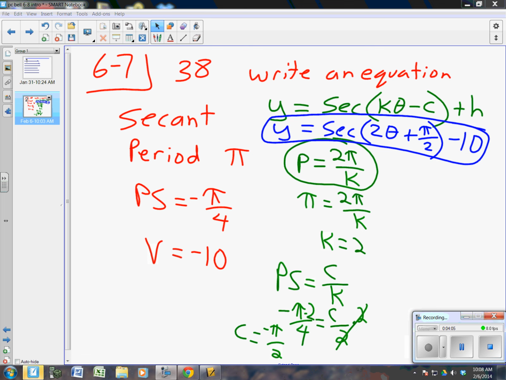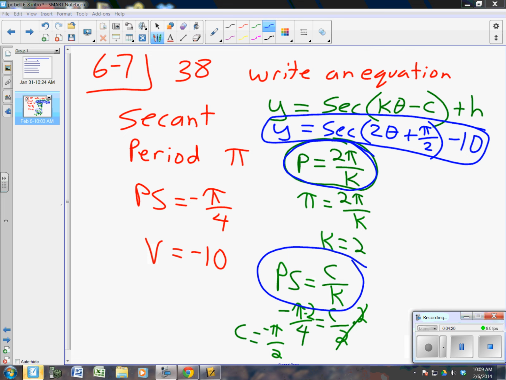So that's basically it. The most important thing you guys need to know: this formula for phase shift stays the same on all 6 functions. But this formula for period switches. The 2 pi is sometimes pi. When is it pi again? Cotangent and tangent. So for cotangent and tangent, it would be period equals pi over k. Got it? Because the period of a cotangent or tangent function is pi. Got it?